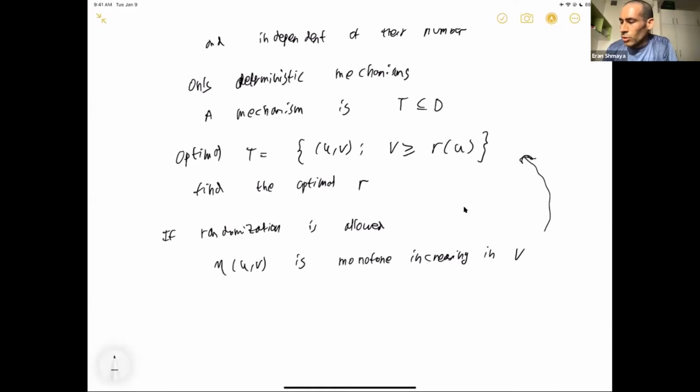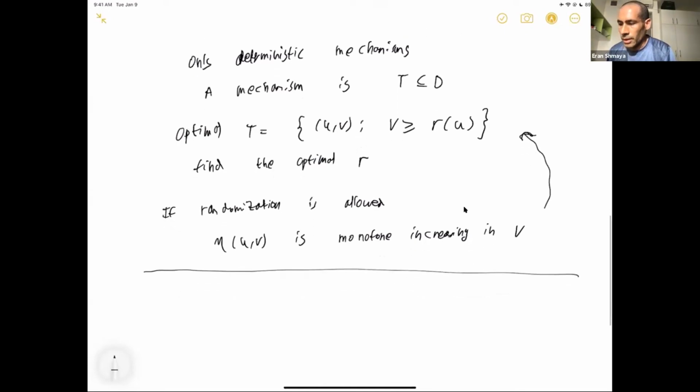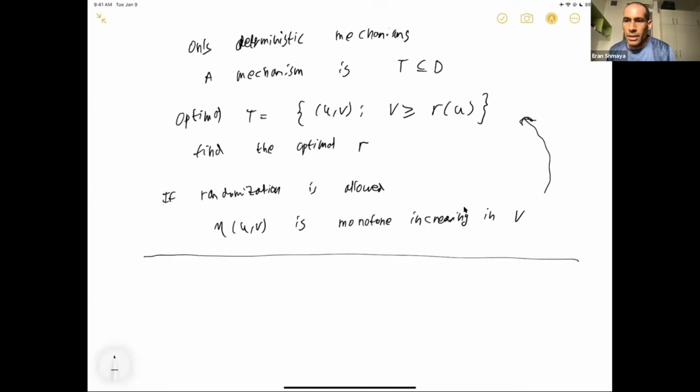And now I'm going to describe to you the optimal mechanism in case randomization is allowed. Eran, you've got a little less than 10 minutes. Yes, I think I'll be fine.